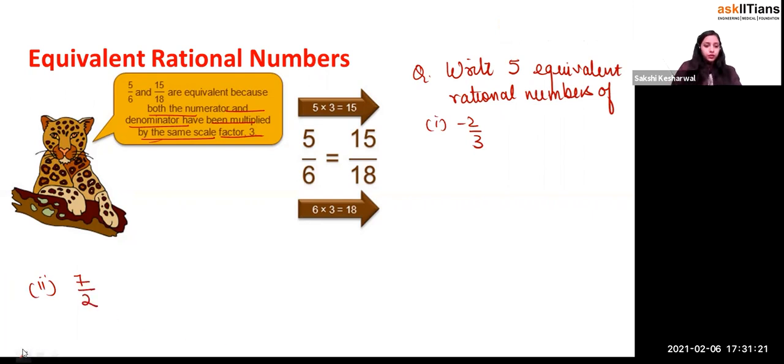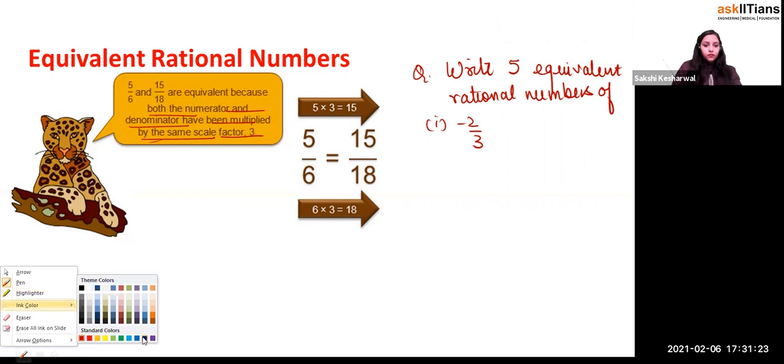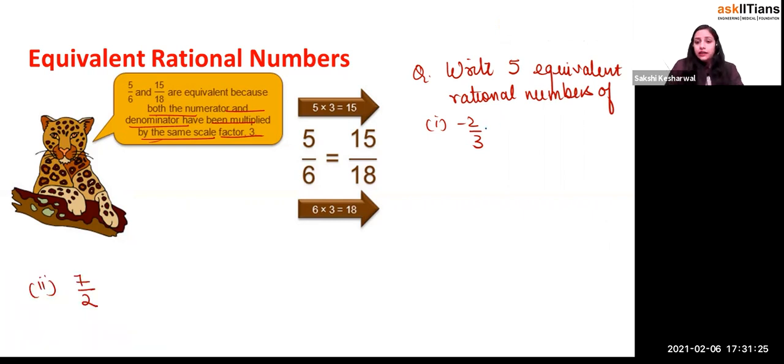So what you will be doing over here? You will multiply this by 1 and this by, I'll take 2 and multiply it by 2. So this will be what, beta? Minus 4 by 6, right or not? Take the second, b. It will be minus 2 by 3 multiplied by 3, so it is minus 6 by 9, right?